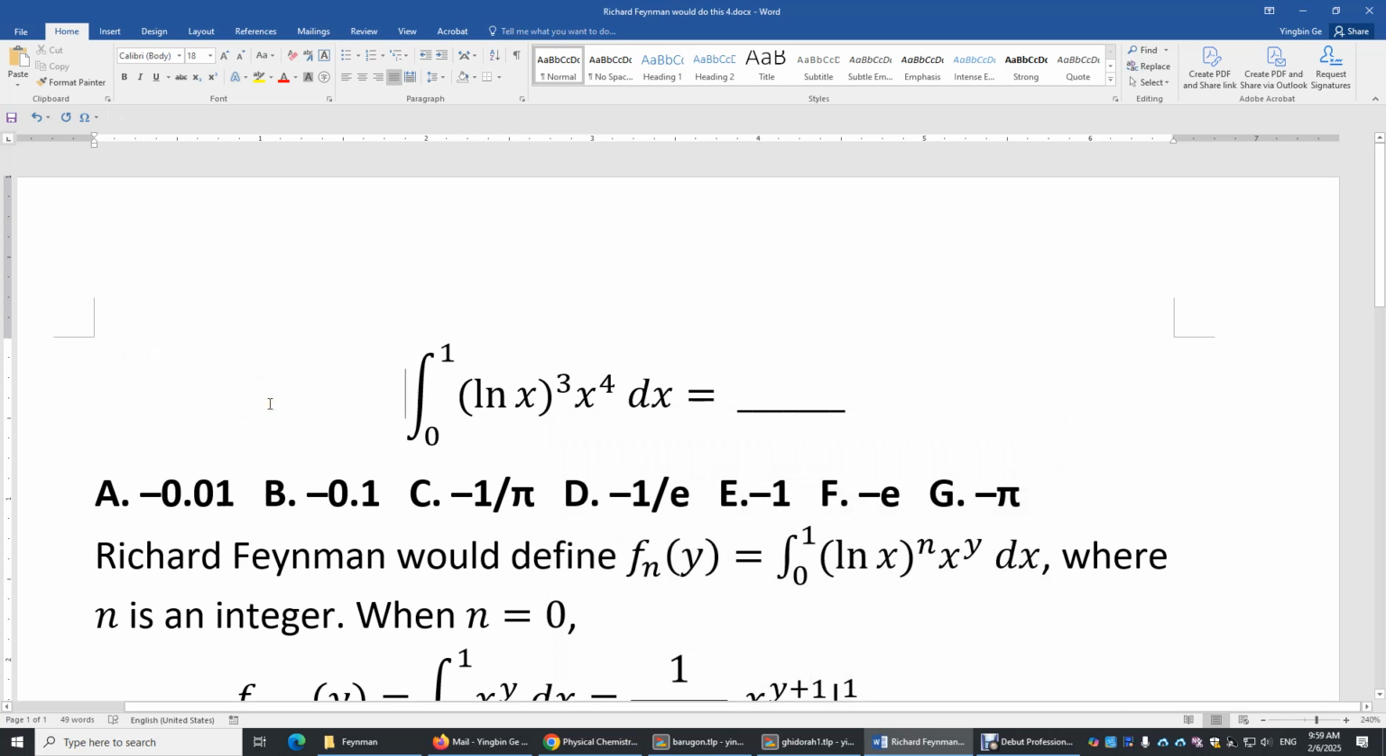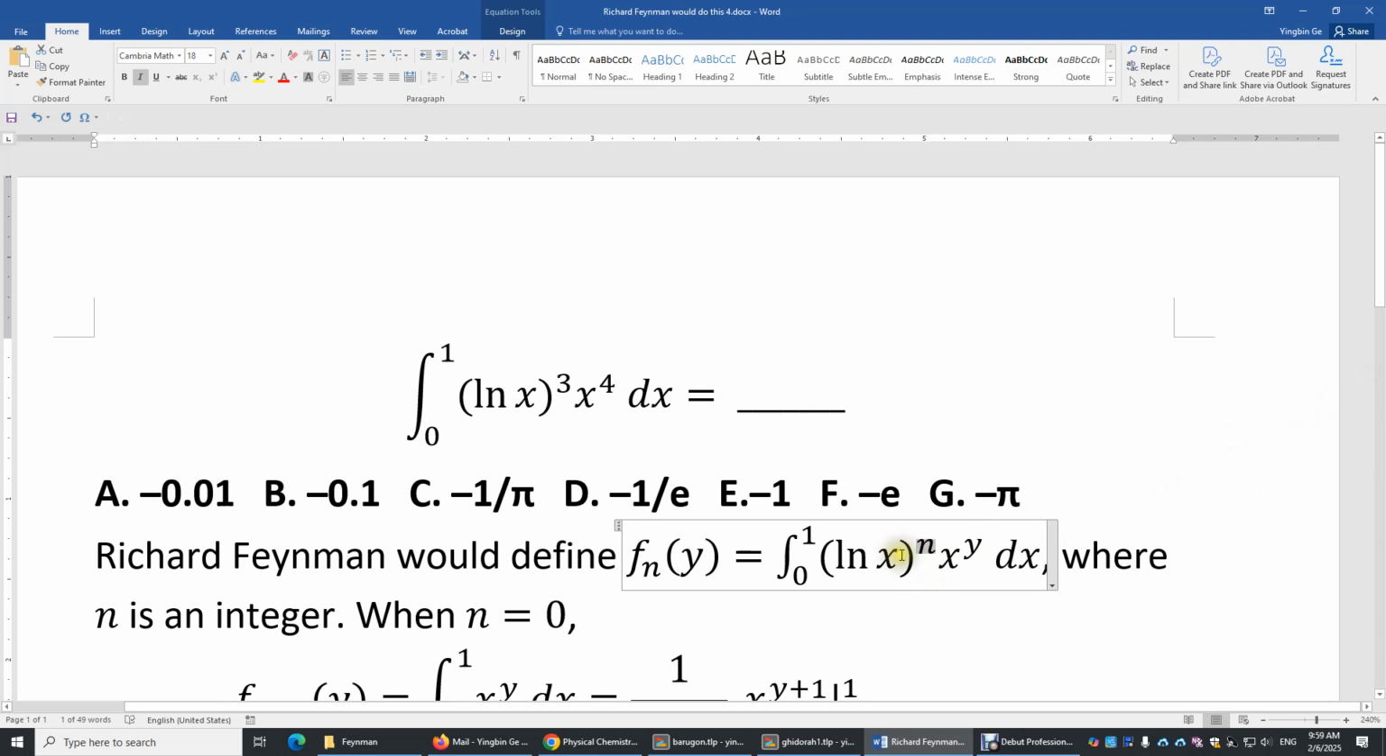Here's a multiple choice question. What's the value of this integral? Richard Feynman would define a function f of y to be this integral with 4 replaced with y and 3 here replaced with an integer parameter n.